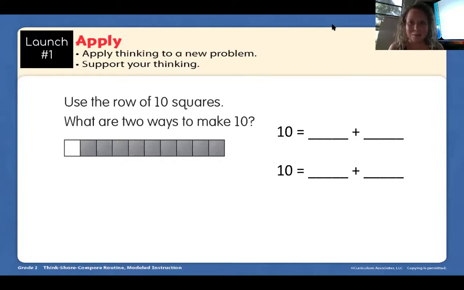If you need more time, push pause now. And when you're ready, you can push play.